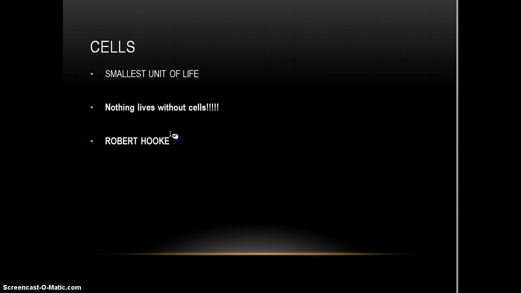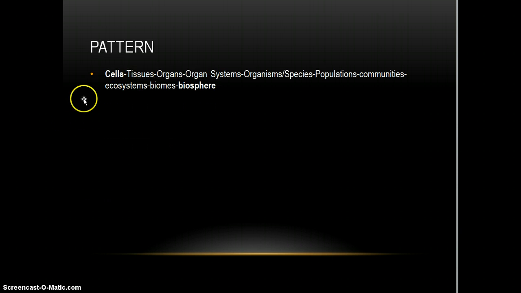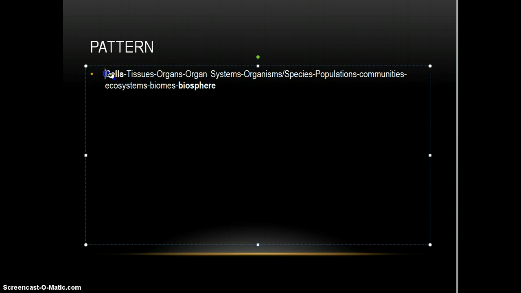Now here's the pattern that the planet Earth follows. What happens is that the least complicated organisms, called cells, lead to tissues. A group of tissues working together lead to organs. A group of organs working together lead to organ systems. A group of organ systems leads to an organism. Organisms that can reproduce and pass on their genes lead to a species.